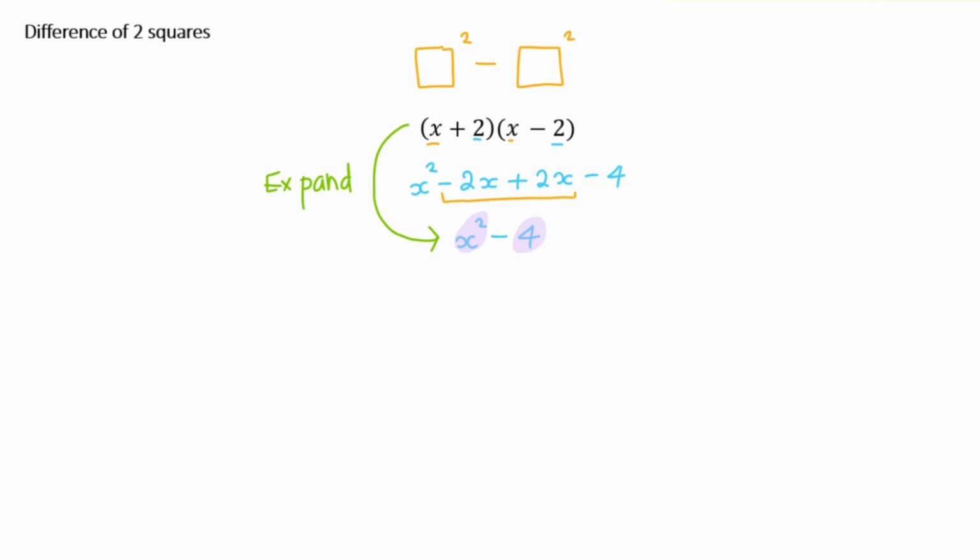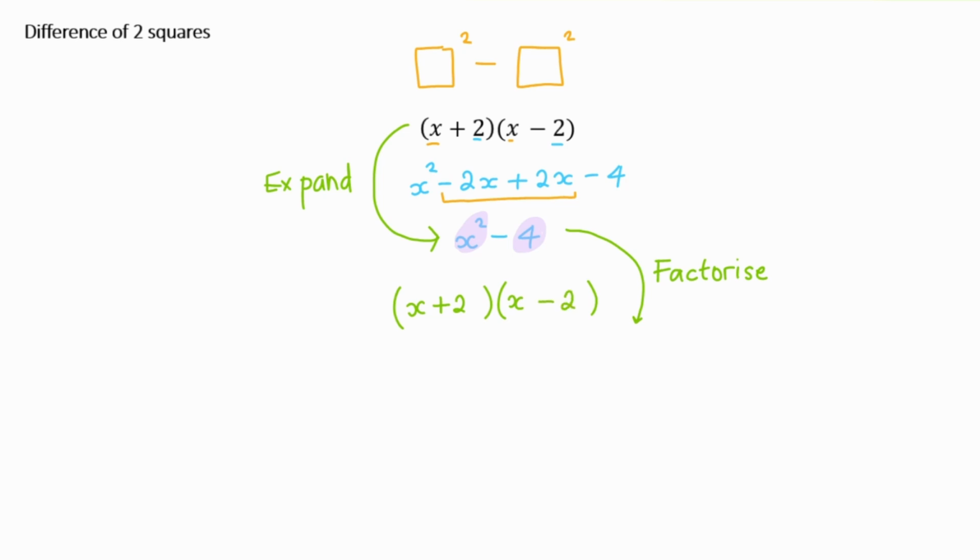X squared minus 4 is an example of an expression in which we can use a difference of two squares to factorize it. So if we want to factorize any difference of two squares, we first find the square root of the first term, which is x squared. The square root of x squared is x, so we are just going to put x as the first term in both brackets. The square root of 4 is 2, so in the first bracket we will put plus 2, and in the second bracket we will put minus 2.